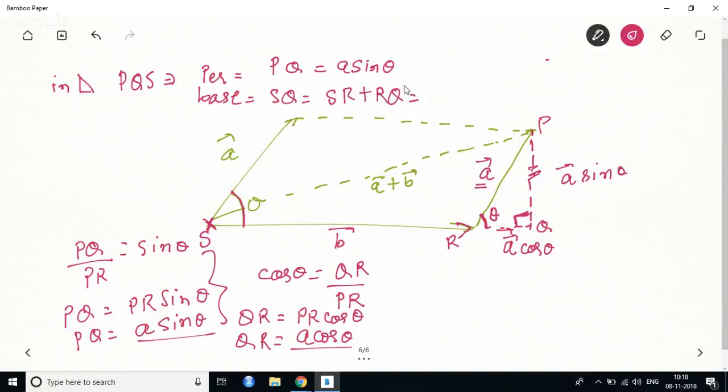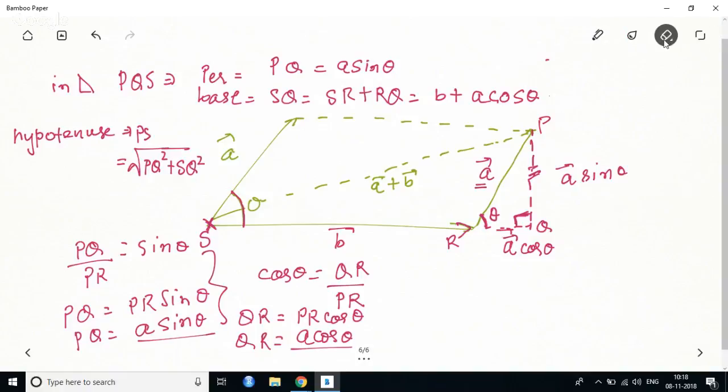So SR is how much? B, plus QR is how much? A cos theta. So hypotenuse PS can be written as equal to under root PQ square plus SQ square. So let me make some space for you. I hope you all are understanding this thing.